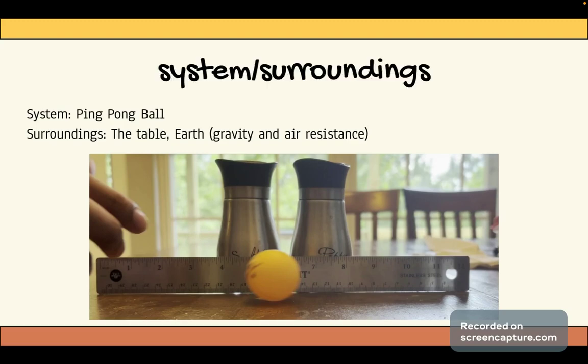So the system and the surroundings. The system is obviously the ping pong ball, and the surroundings are the table and Earth, its gravity and air resistance.